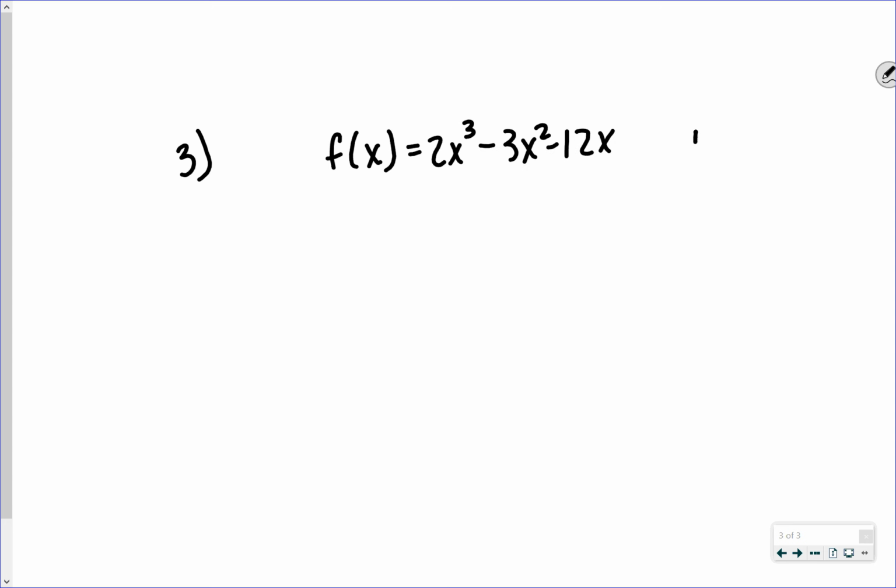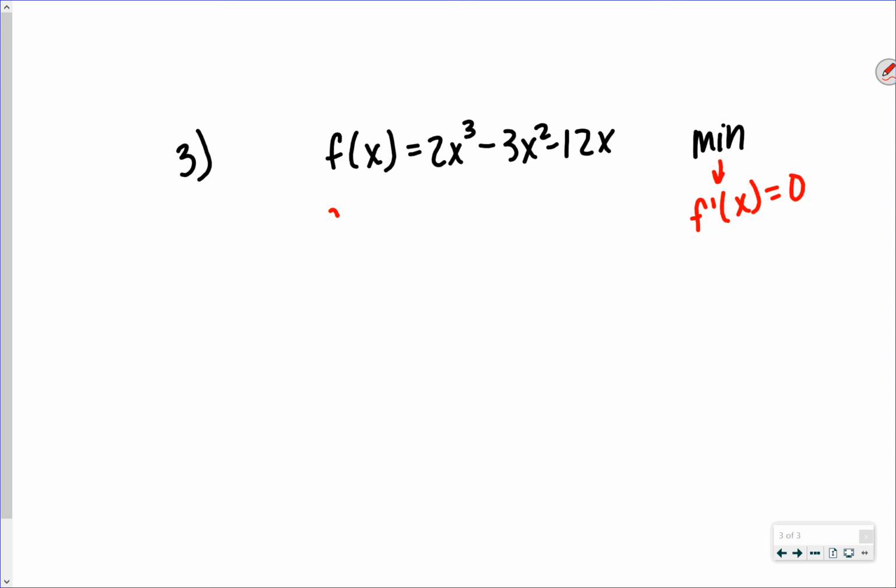Number 3 says relative minimum. So now I don't have endpoints to test, whereas number 2 wanted the actual maximum, so you needed to test the ends. Here I just want a minimum. Doesn't have to be the lowest, it just wants a minimum. So I was given a function, f of x, 2x cubed minus 3x squared minus 12x, and I wanted to find a minimum. So if I'm trying to find a minimum value, going to derive, set it equal to 0.